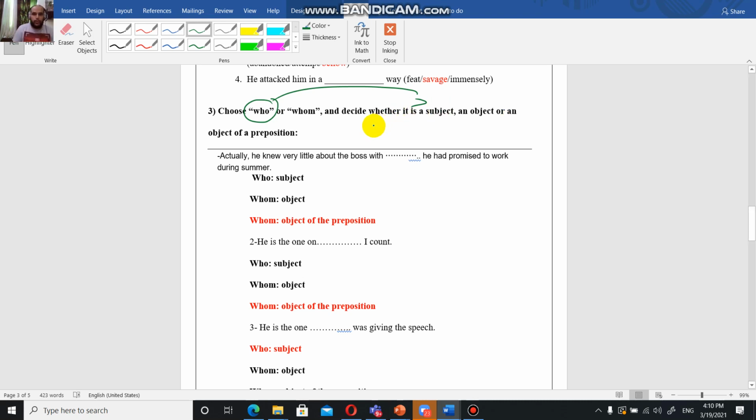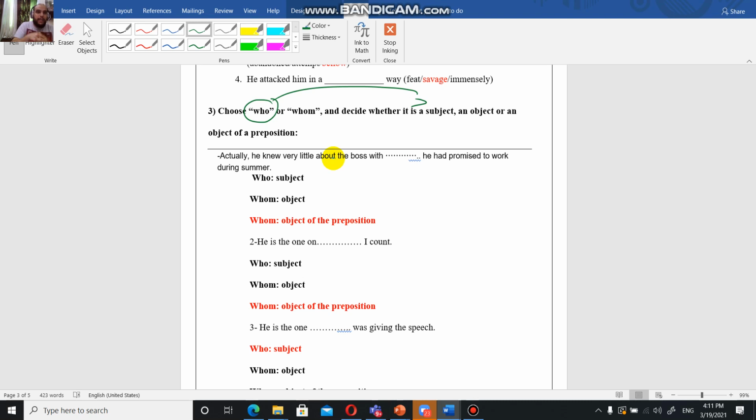Let's start with the first one. Actually, he knew very little about the boss with whom he had promised to work during summer. So here, with is a preposition, so it's easy. It's going to be whom. With whom he had promised to work during summer.